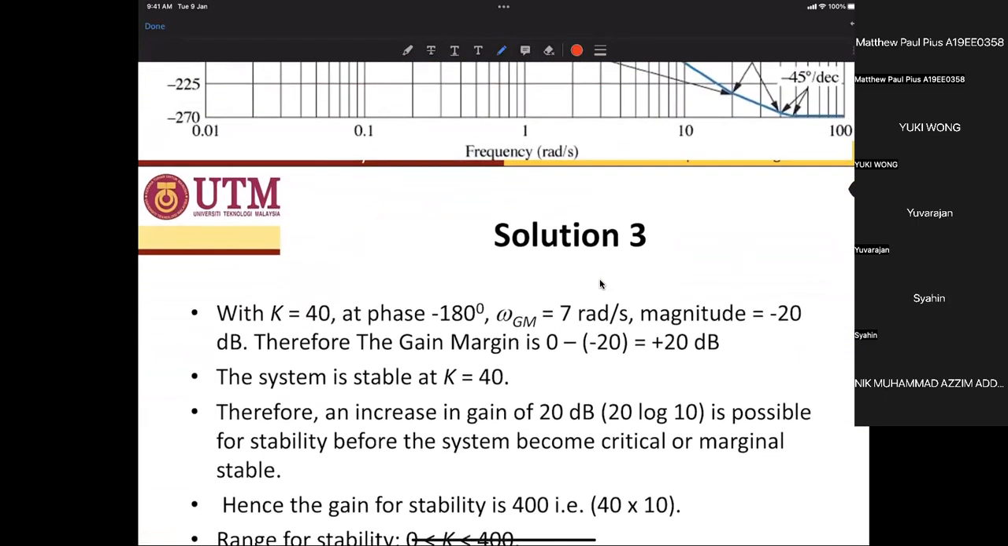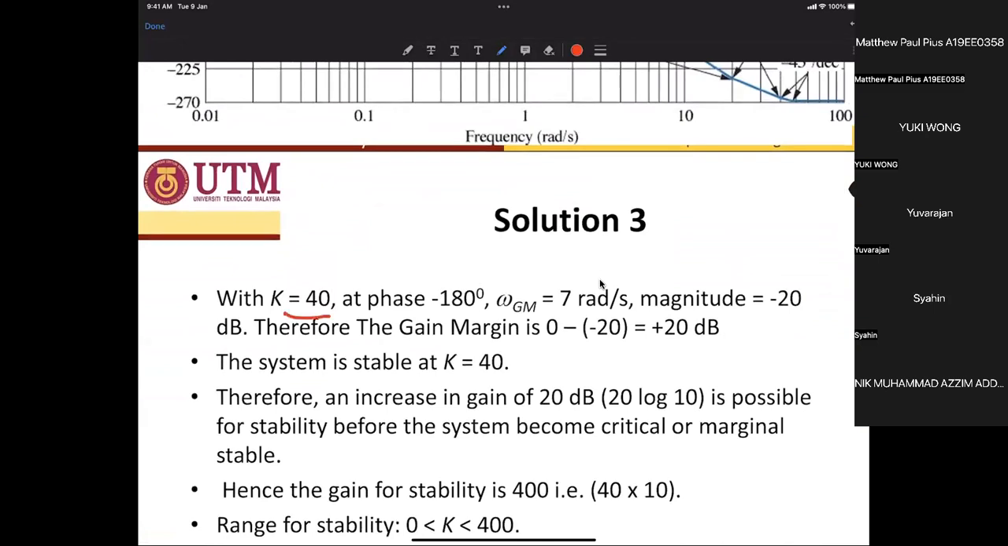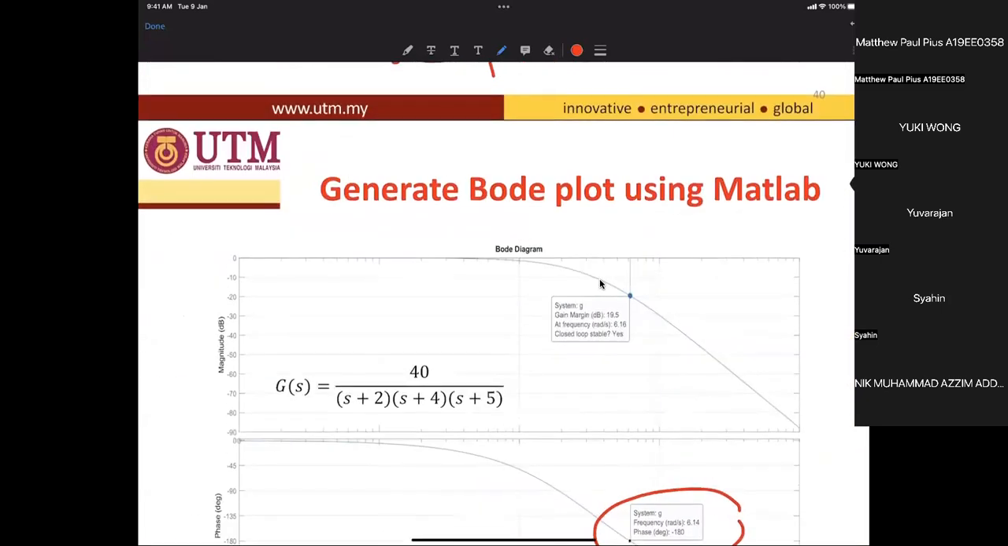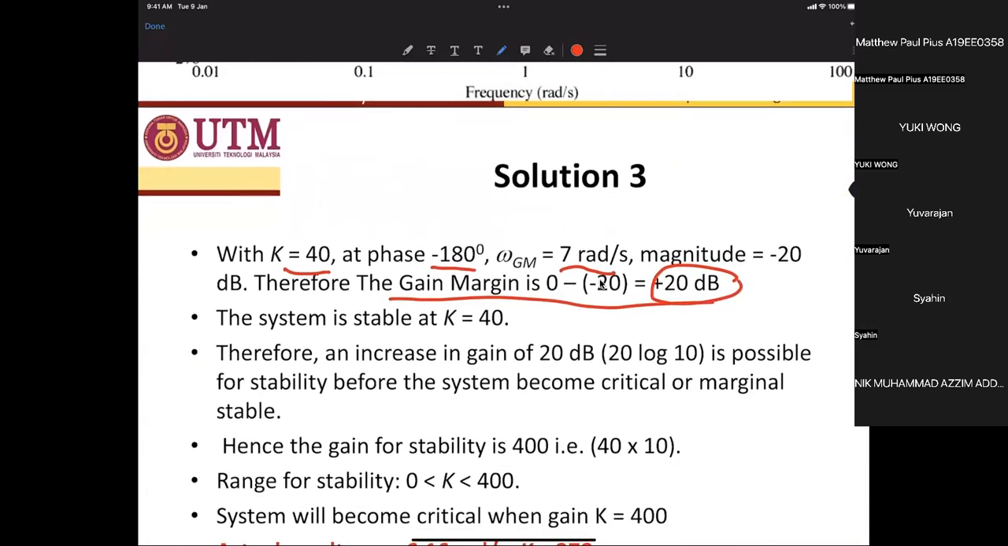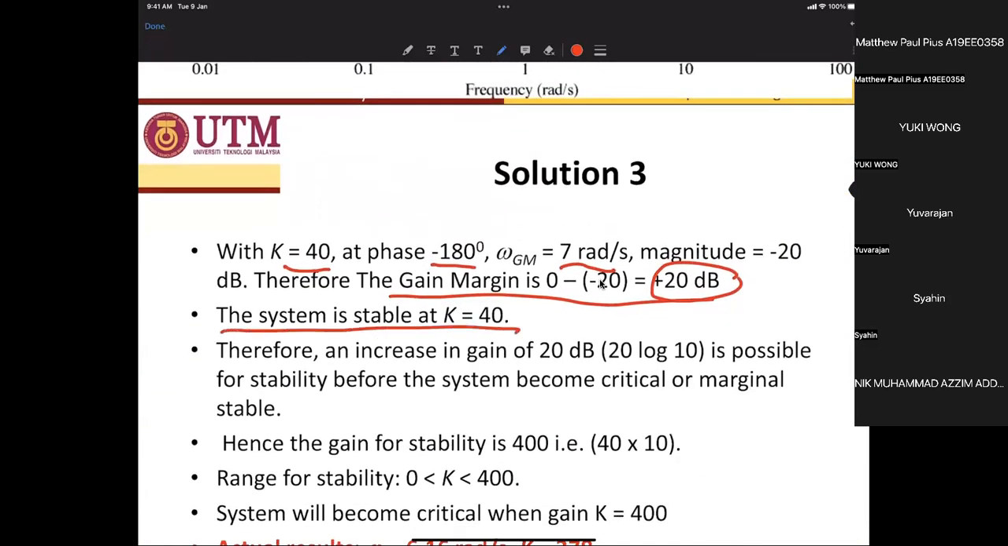So the gain margin at K equal to 40, at phase minus 180 degrees, omega GM, which is 7 radian per second, will give you a magnitude of minus 20 dB. So the gain margin is 20 decibels. The one that we get here is about 19.5, so more or less it is okay. So gain margin 19.5 decibel or 20 decibel. It's positive, so the system is stable at K equal to 40.